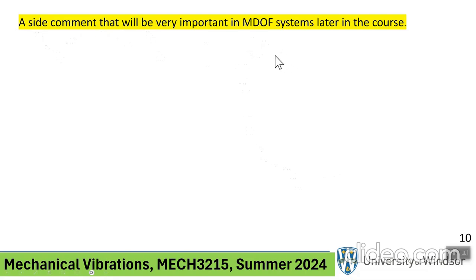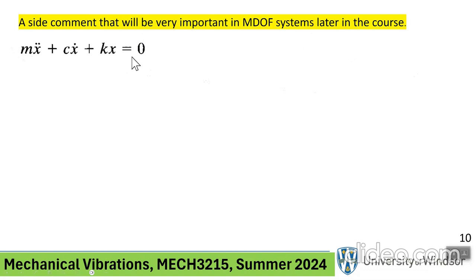This is an explanation of where the zeta is coming from. How did zeta pop into that mother of all equations? M, C, and K are going to be very important when we do multi-degree of freedom systems, later in the course, the last 3 weeks of the course.